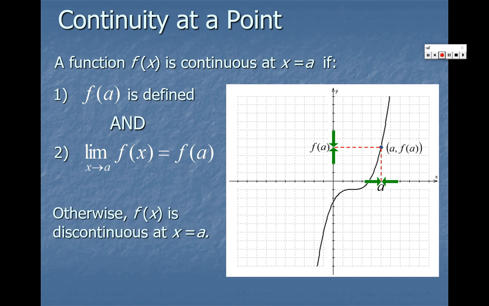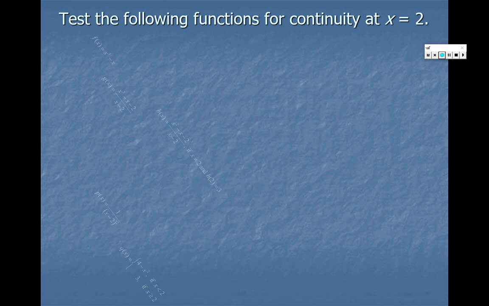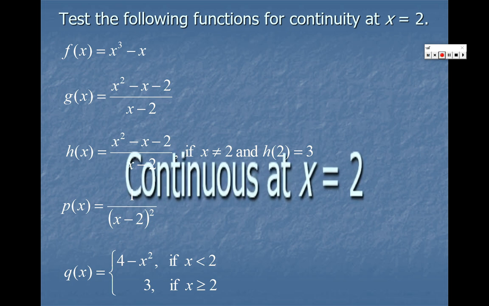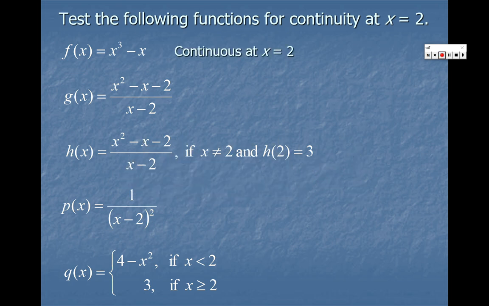Otherwise, we call it discontinuous. Test the following functions for continuity very quickly, because you have seen these. Polynomials, always continuous. You never have to worry about them being discontinuous, so it's certainly continuous at x equals 2.